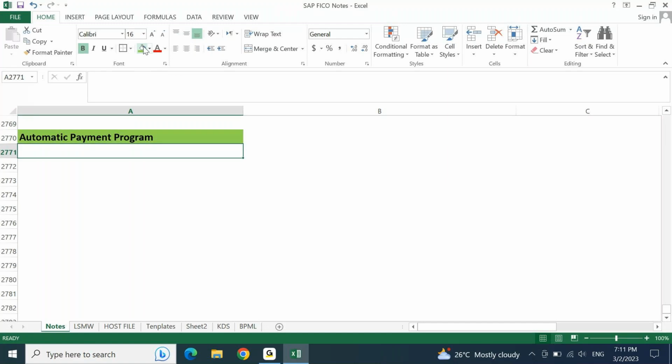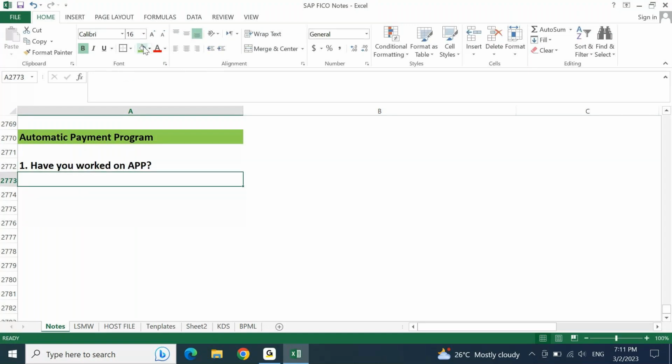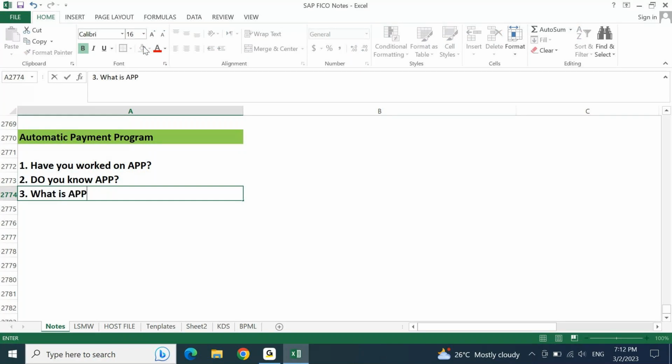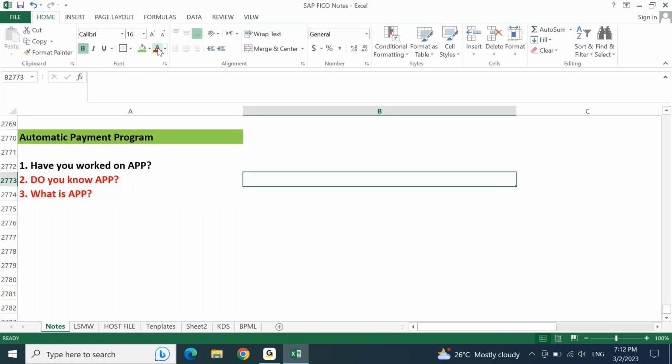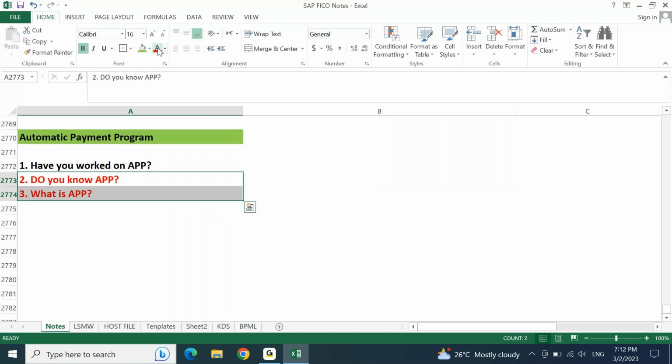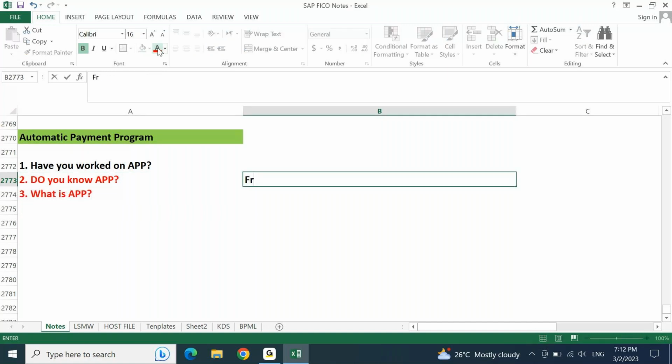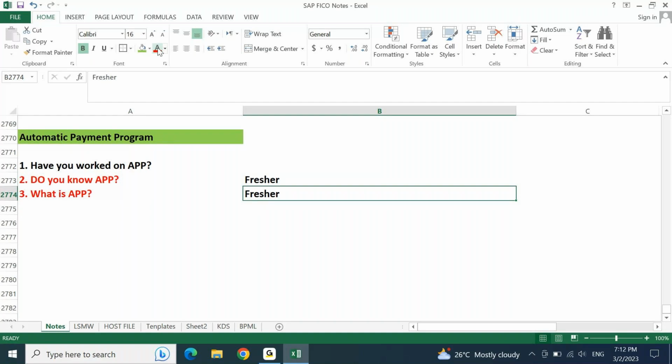When you talk about automatic payment program, or when a person is asked if they have worked on it, the first point you have to pay attention to is that your question is always: have you worked on APP. Your question is never: do you know APP, or what is APP. These are not the questions you get in any of your interviews. No interviewer is going to ask you questions like this unless you are a fresher.